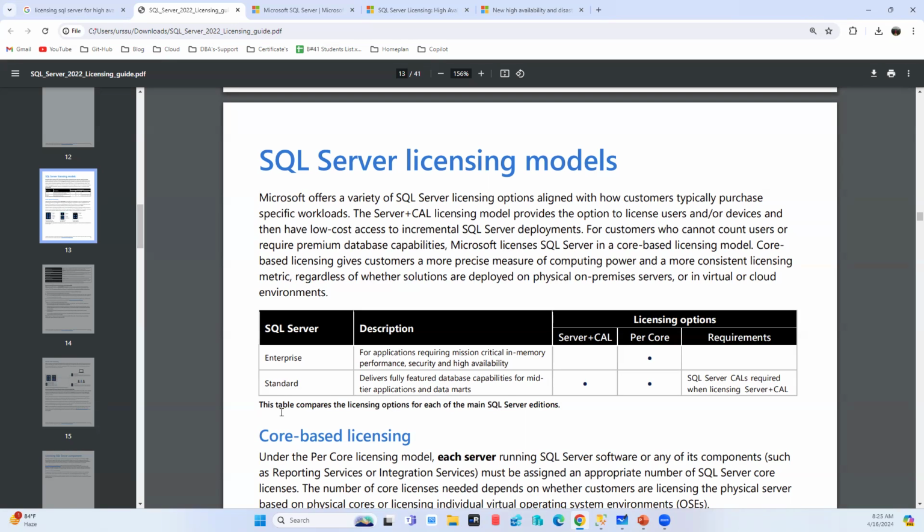First, there are two types of license Microsoft is offering. One is core based license, one is server plus CAL license. What do you mean by core based license?